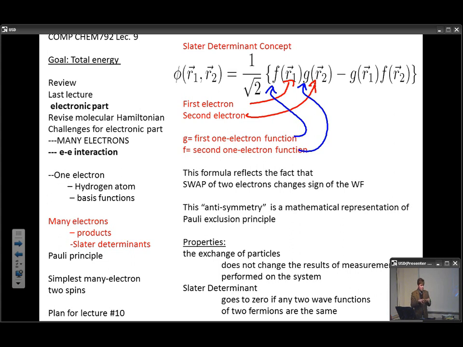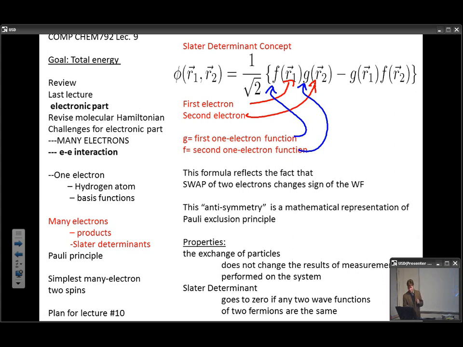So the wave function changes sign, but doesn't change the shape, which means that any observable computed based on a wave function with swapped electrons will be completely the same. So one cannot recognize where was the first electron and where was the second one based on any real-world observation. So there is some reflection of this property in the way we construct wave functions.